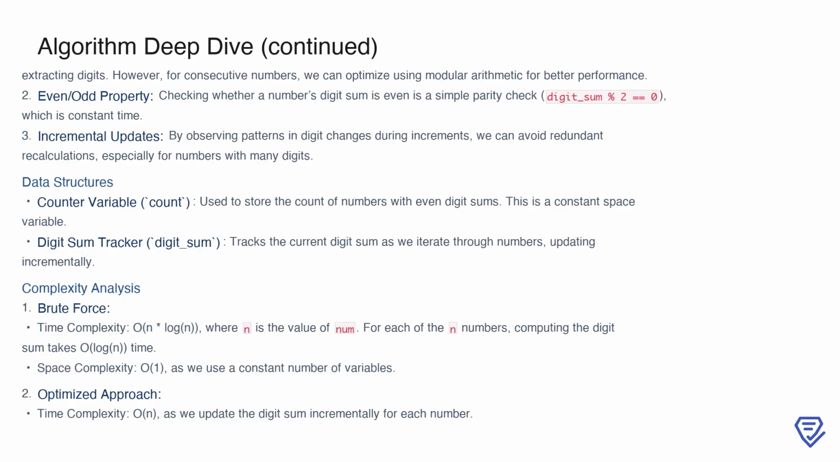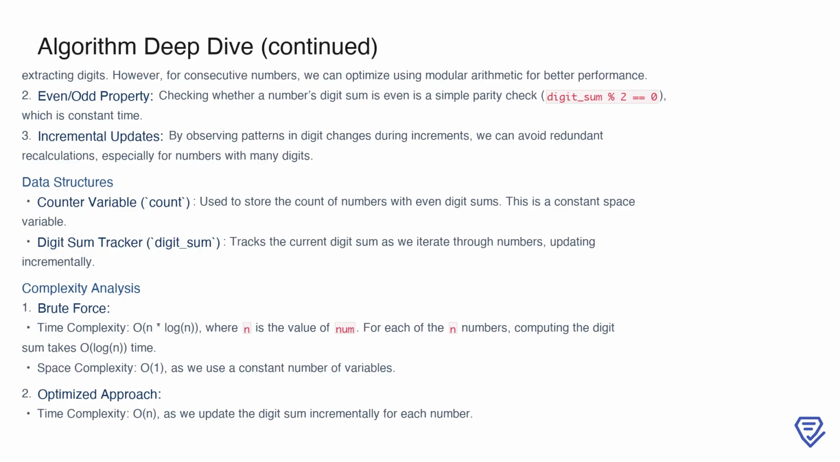Checking if a digit sum is even is also very efficient. It's a simple parity check, where we take the digit sum modulo 2. Additionally, the observation that digit changes follow predictable patterns allows us to make incremental updates to the digit sum, rather than starting from scratch for each number.